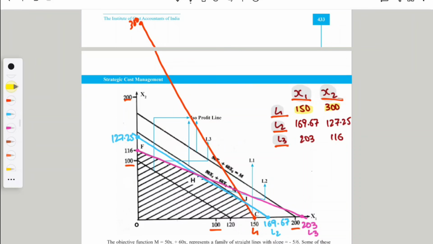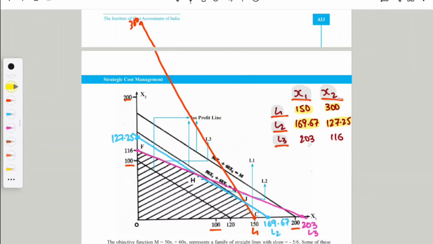Fine. So for the second constraint, the value of x1 is 169.67. So we will go to the x-axis and find 169.67, and we are going to plot it. And the value of x2 is 127.25. So we are going to go to the y-axis and find the value and plot it. And the next thing is we are going to draw the line.